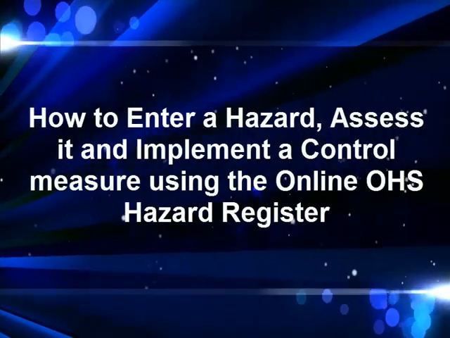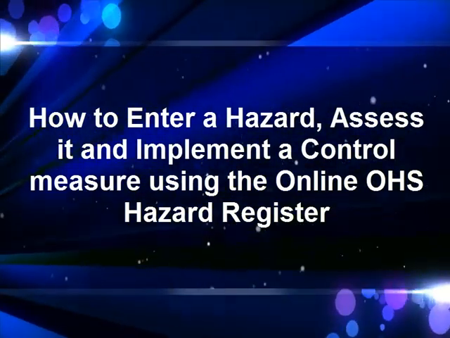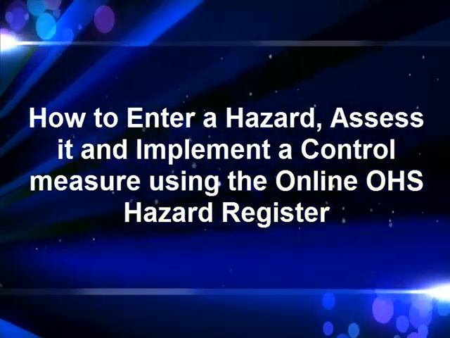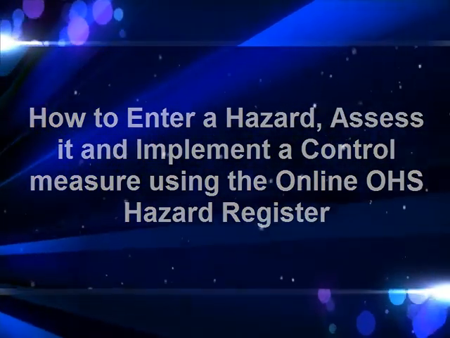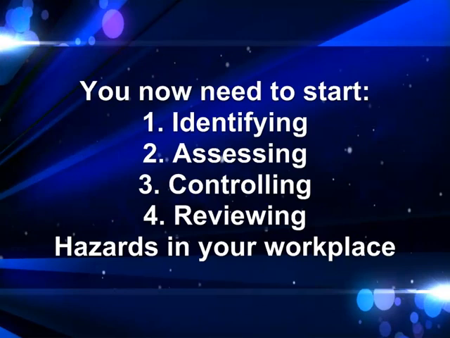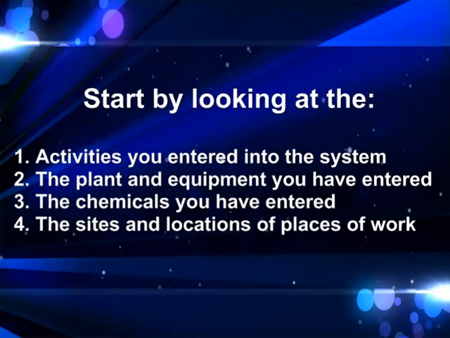In this training tutorial you will learn how to enter a hazard, assess the hazard and implement a control measure using the Online OHS hazard register. Now that all the basic data has been entered into the system via the starter kit, you will need to start identifying, assessing and controlling hazards in your workplace. The first place to look to identify hazards is the activities, plant equipment and chemicals that you've entered into the system, as well as the place of work.